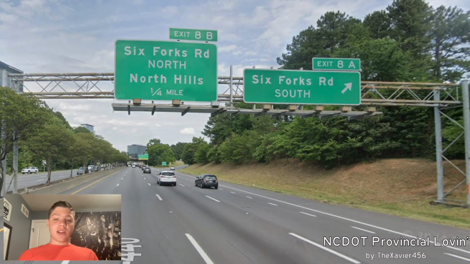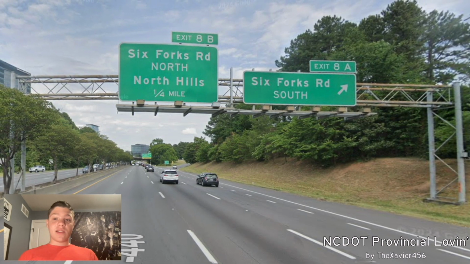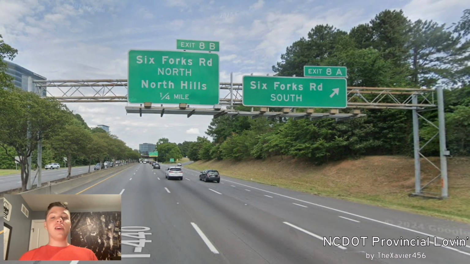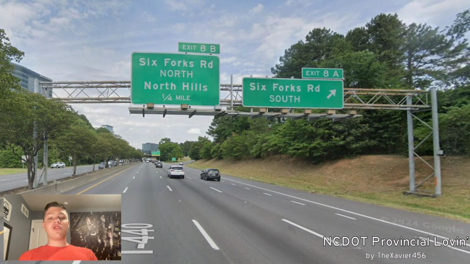Here we meet with 6 Forks Road. This is an AB exit, south and north. This was also requested by DerpHog, and it's part of his childhood. He used to take it to visit his grandmother back when she worked in Raleigh.